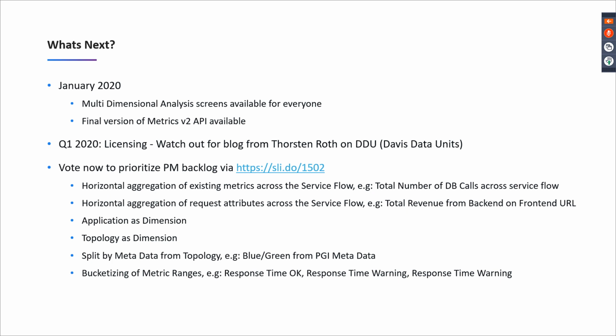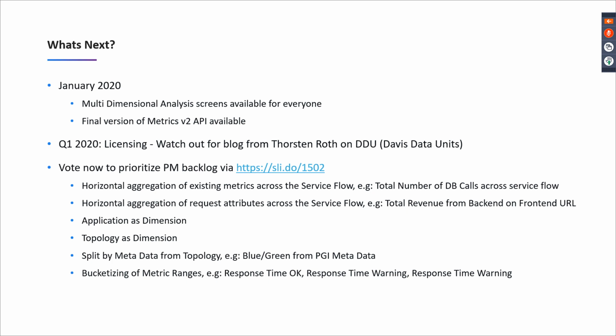Here, basically allowing you to say, I want to split my metrics by application context or by topology, which means, you know, things like a service instance, a process group instance, a host, anything on the topology. The fifth, split by metadata from the topology.